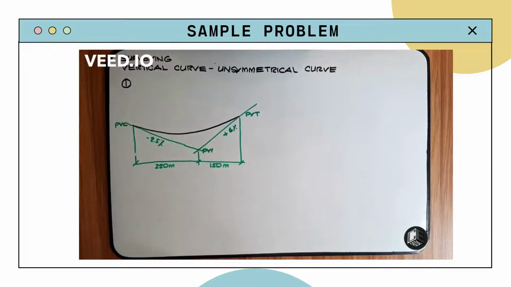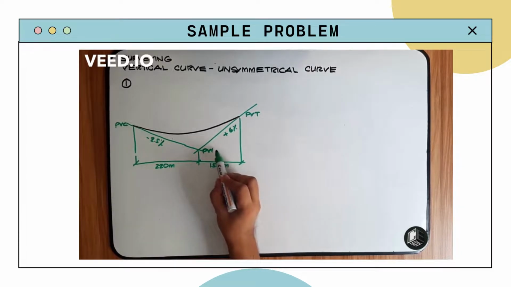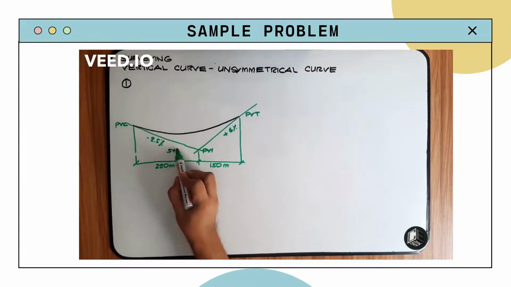Tapos, meron pa tayong station sa PVI na. Ang station natin sa PVI is 5,535.